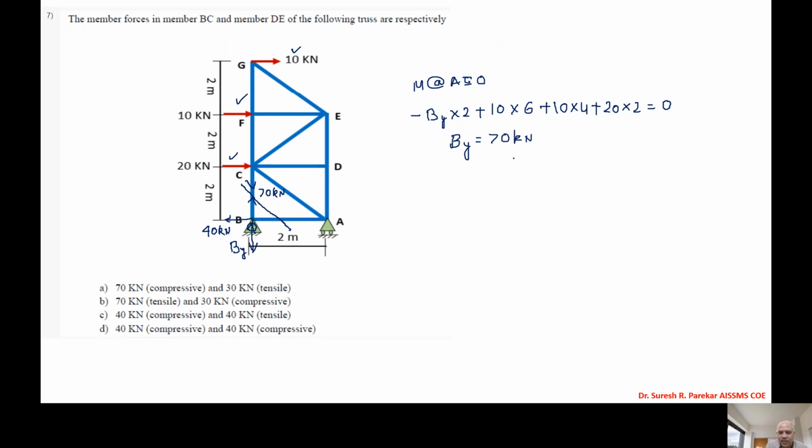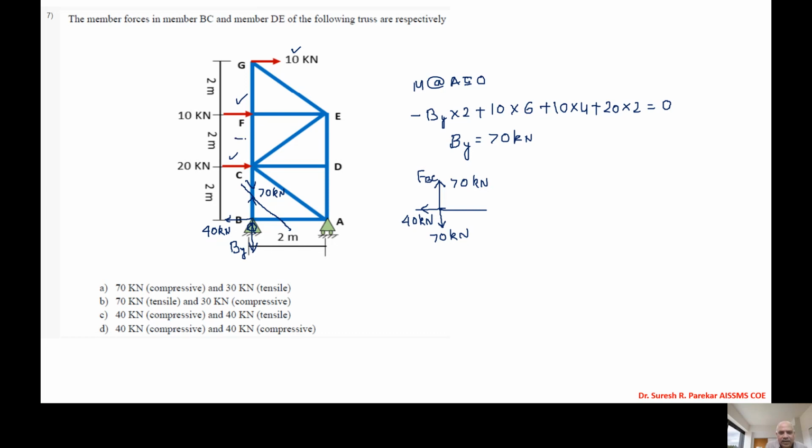And if we consider this joint, then we have this 70 kilonewton downward, and this reaction we actually do not require, which will be 40, by summation Fy. So we will get this as 70 kilonewton, and therefore this is FBC, and that will be 70 kilonewton tensile. And then we have to find FDE.